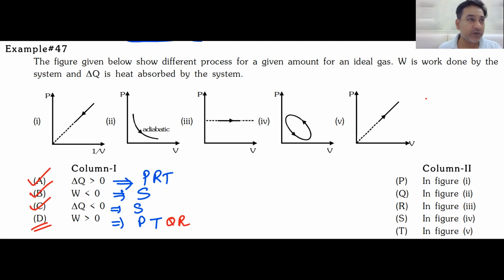P is directly proportional to V. Now, in this process, volume is increasing. Wherever volume is increasing, work done is greater than 0. Yes or no? So it is increasing in P. Yes or no? It is increasing in Q. Yes or no? It is increasing in R. Yes or no? It is increasing in T. Yes or no?